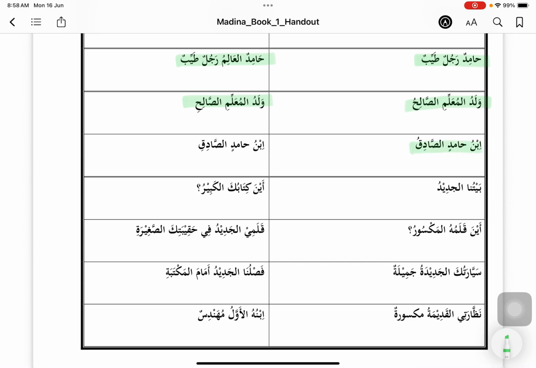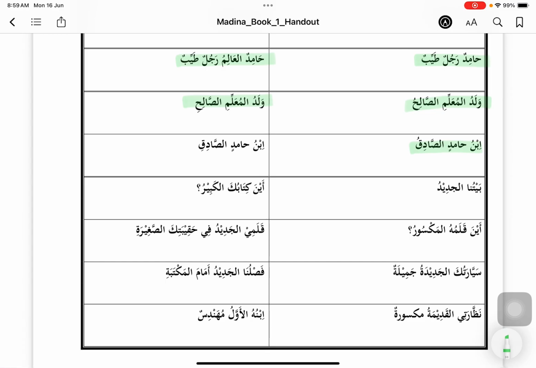Ibnu Hamidin as-sadiqu. So you can tell as-sadiqu is the adjective for which one? Hamidin or Ibnu? It would be Ibnu, right? Ibnu Hamidin, the son of Hamid, as-sadiqu. As-sadiqu is the friend who's describing Ibnu.